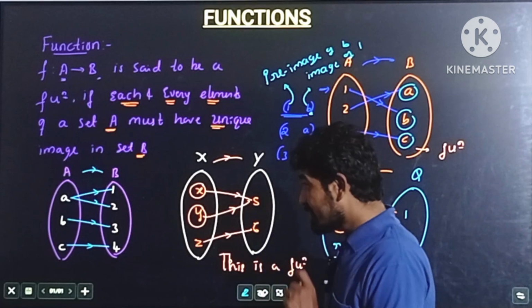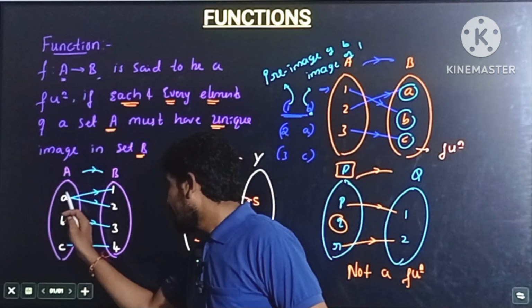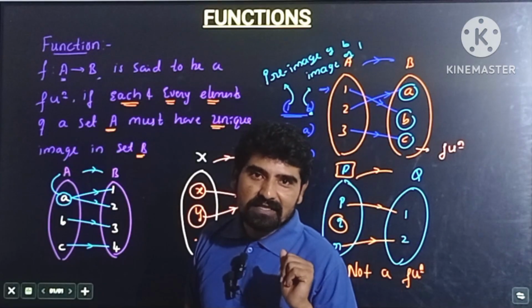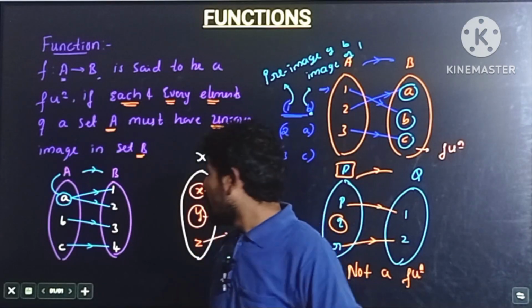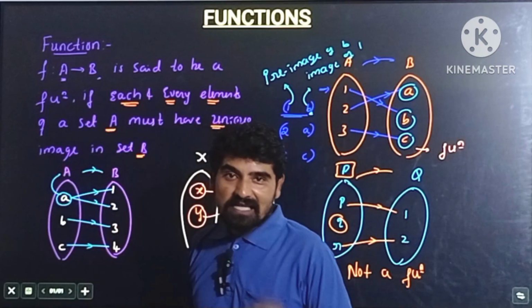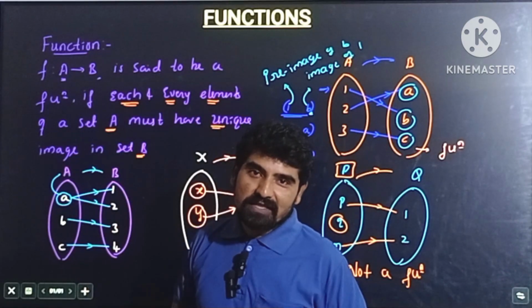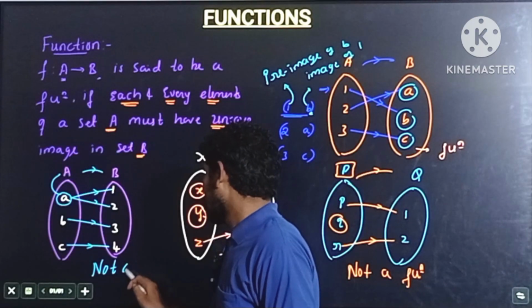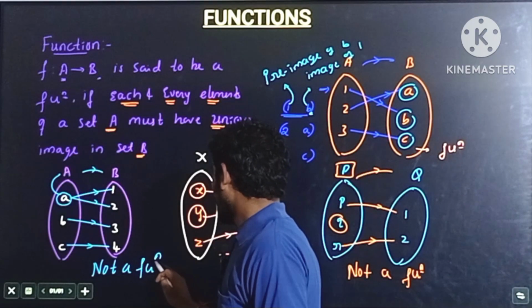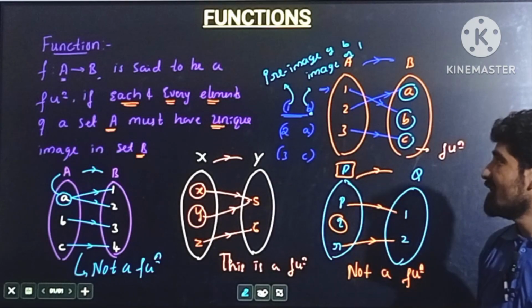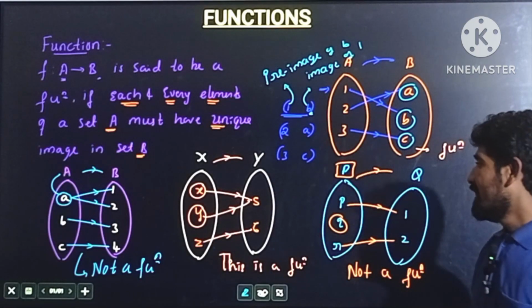Now observe here, is this relation, which is defined from set A to B, a function or not? Observe here, the element a in set A has two distinct images, more than one image. It means element a has no unique image. It means this relation is not a function. I hope all of you understood the definition of the function.